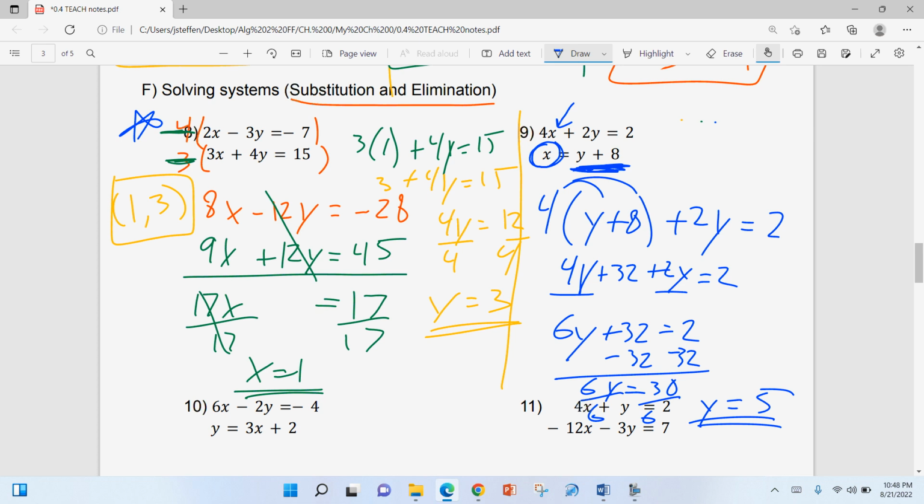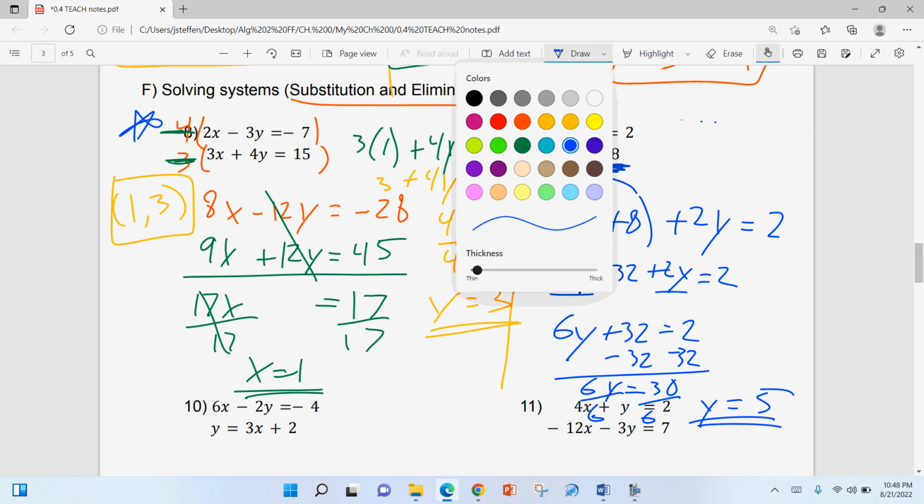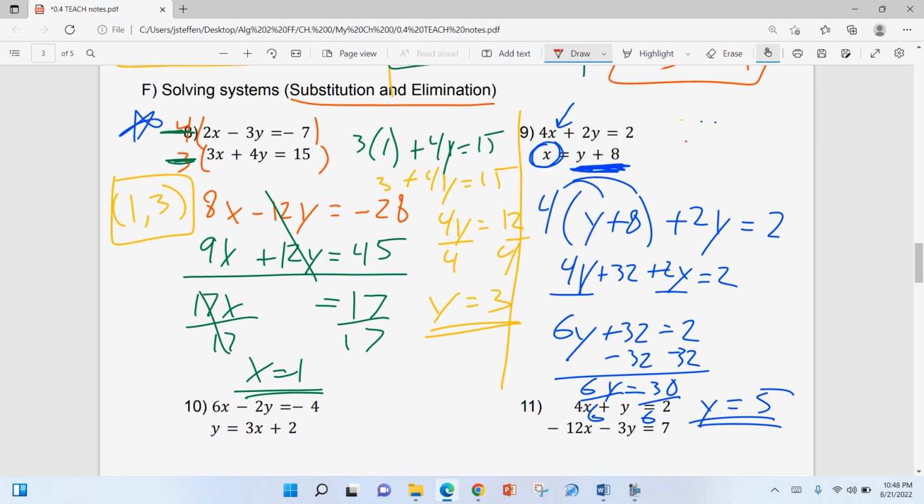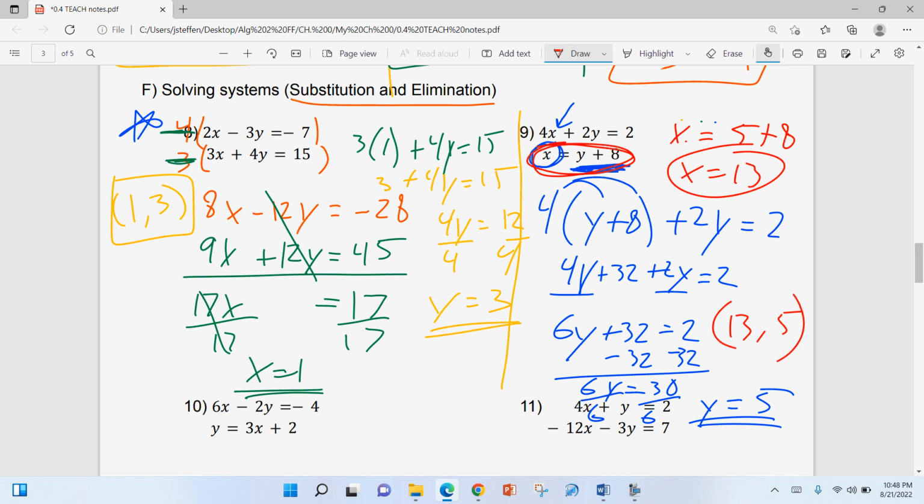The good news with this is when you plug it back in, if you use the first one, or sorry, the equation that you had x all by itself, that's actually a lot easier. So x is equal to 5 plus 8, so x is equal to 13. So my ordered pair is 13, 5 for this one.